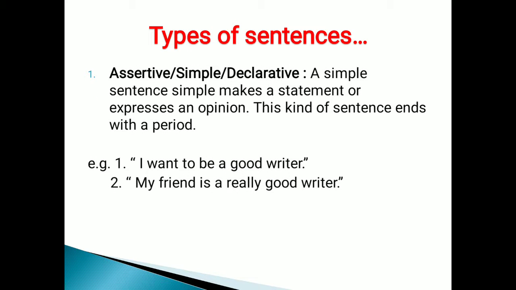We are going to start with the first type of sentence, that is assertive, you can say simple or declarative. In a simple sentence, simply remember we use such sentences to make a statement or express an opinion. This kind of sentence ends with a period. For example, I want to be a good writer. This is a very simple kind of statement. Or you can take the second example: my friend is a really good writer.